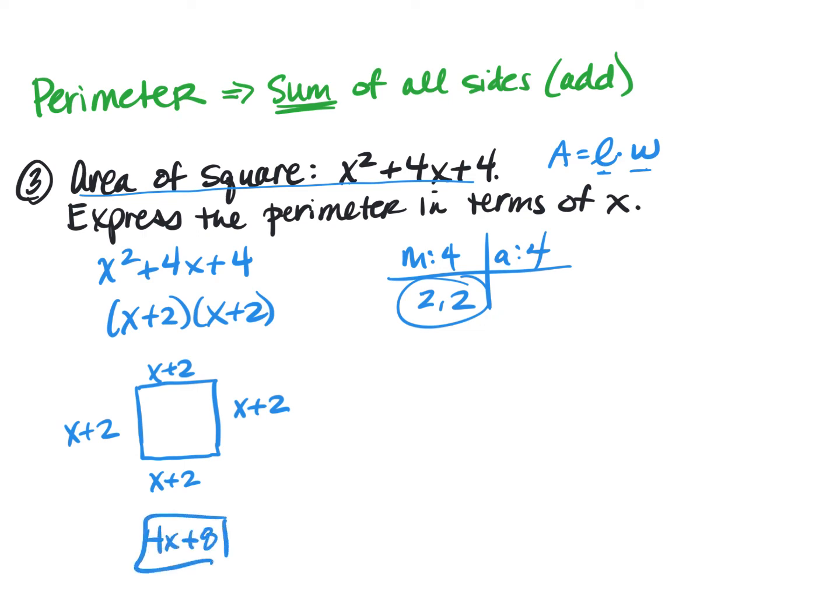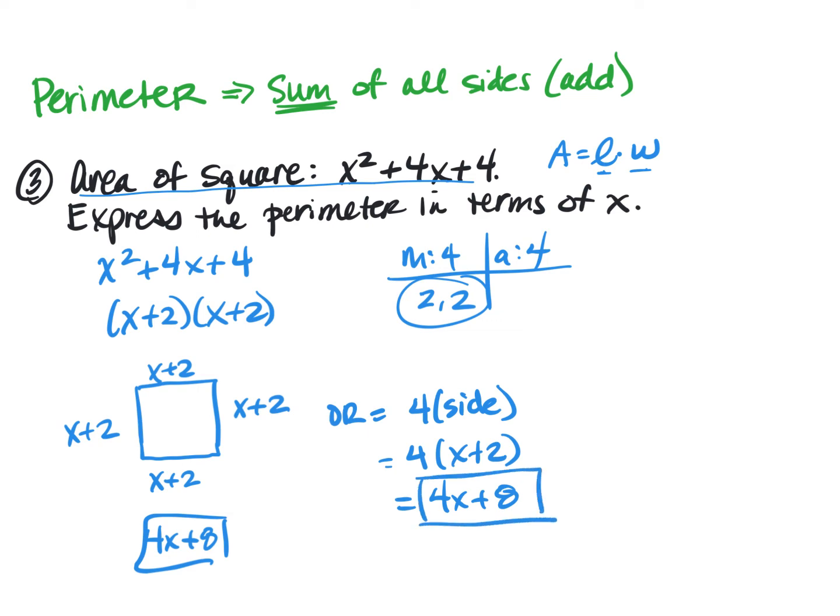Or another way you could do it, since it has 4 sides, it's 4 times the length of the side. 4 times, what do we say? x plus 2. What do we get when we distribute that 4? We get 4x plus 8. Either way works, because either way shows me that you understand perimeter is the sum of the 4 sides. Okay, so hopefully that makes a little sense to you, and we'll see you in class.